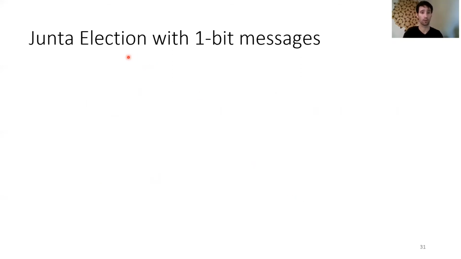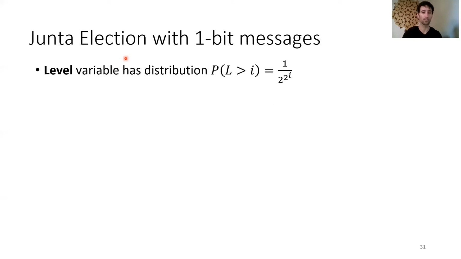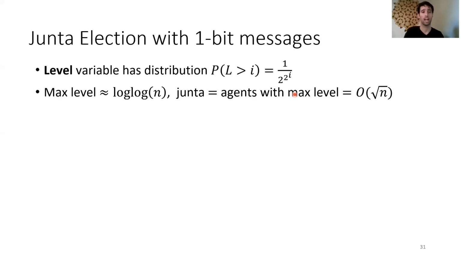So our Junta election protocol actually only uses 1-bit messages, so the minimal possible size message set. And the idea of how it works is it's based on a level variable. This is a similar concept to the related Junta papers. And the level variable is going to have a distribution that decays doubly exponentially. So the probability of having a level above i is 1 over 2 to the 2 to the i. And you can prove that the maximum level achieved in the entire population will be on the order of log n. And we will define the junta to be all the agents that have that maximum level. And the size of the junta can be shown to be O of square root of n.